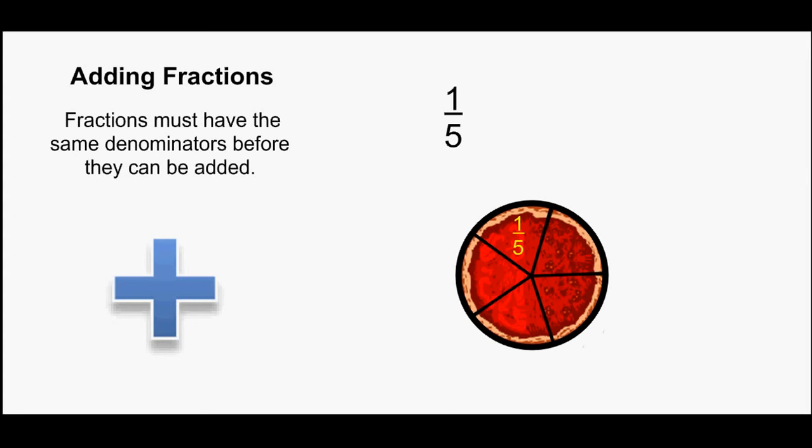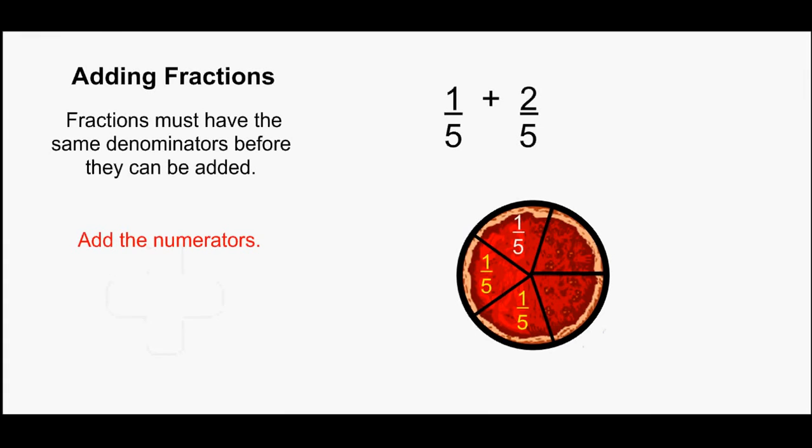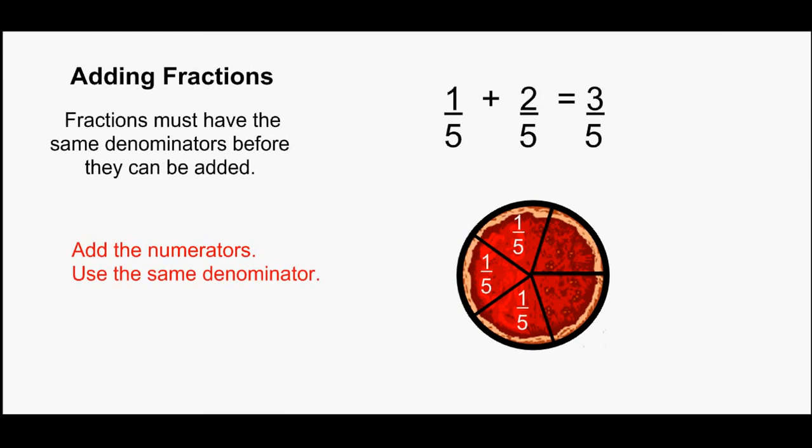Let's begin adding fractions. Fractions must have the same denominators before they can be added. For example, let's add 1/5 plus 2/5. Both fractions have the same denominator, fifths. To add them, we will add their numerators. 1 plus 2 equals 3. The denominator will stay the same, 3/5.